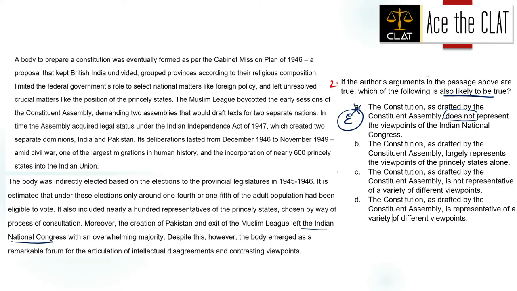B again says that the constitution as drafted largely represents the viewpoints of the princely states alone. Again, this is going too narrow, right? I hope you understand this, guys. C says the constitution as drafted by the Constituent Assembly is not representative of a variety of viewpoints. This is completely against the author's contention. What more can the author do, I have explained so much. And D says this should be correct, that the constitution is representative of a variety of viewpoints. All right, let us move to the next question.